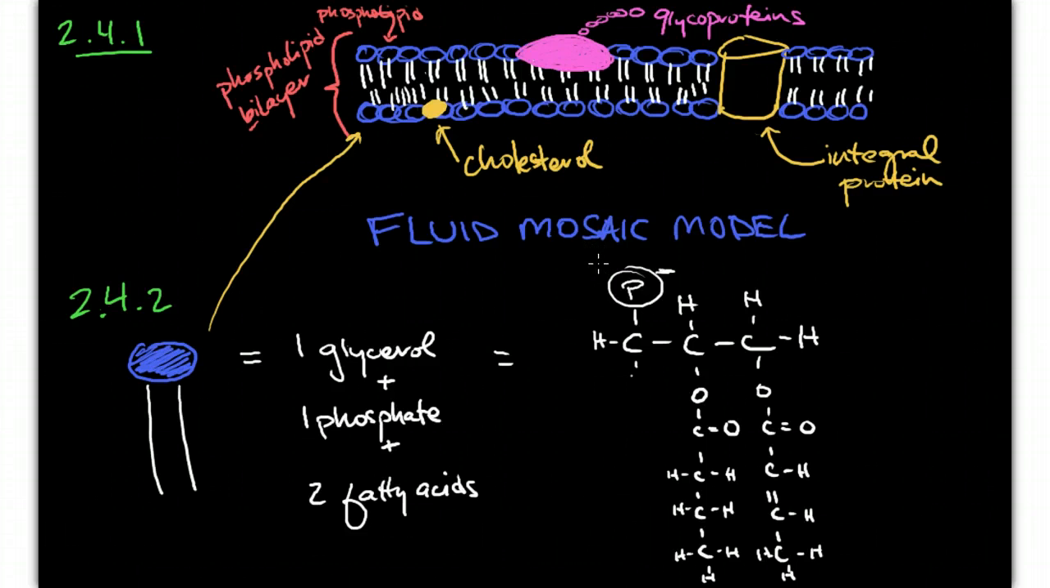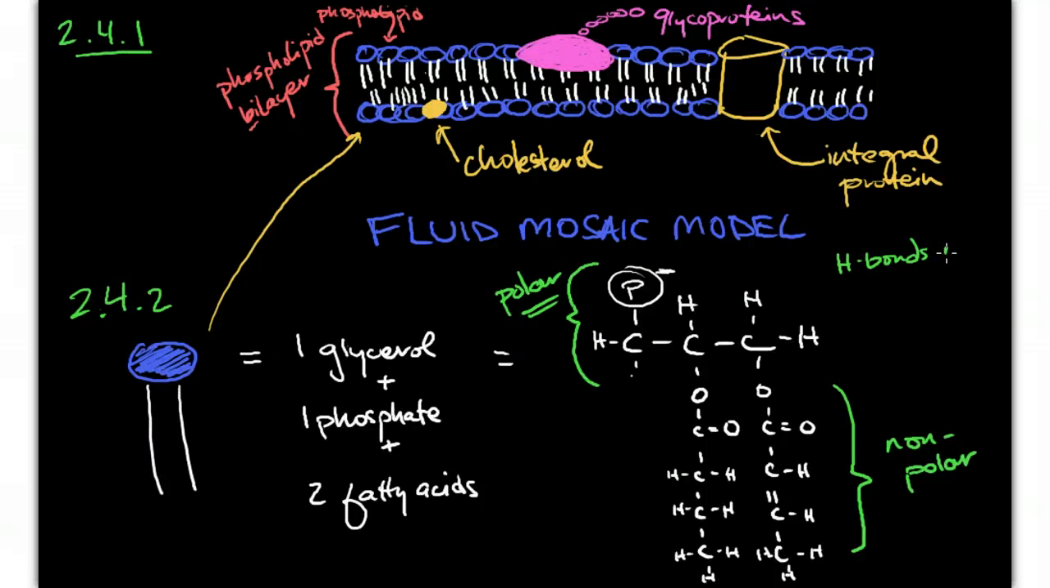This phosphate head is the polar component, and these 2 fatty acids are nonpolar. And that really means that these electrons are pretty stable in this section, and this phosphate group has a negative charge, which means that it can create hydrogen bonds with water. Remember, water is polar.